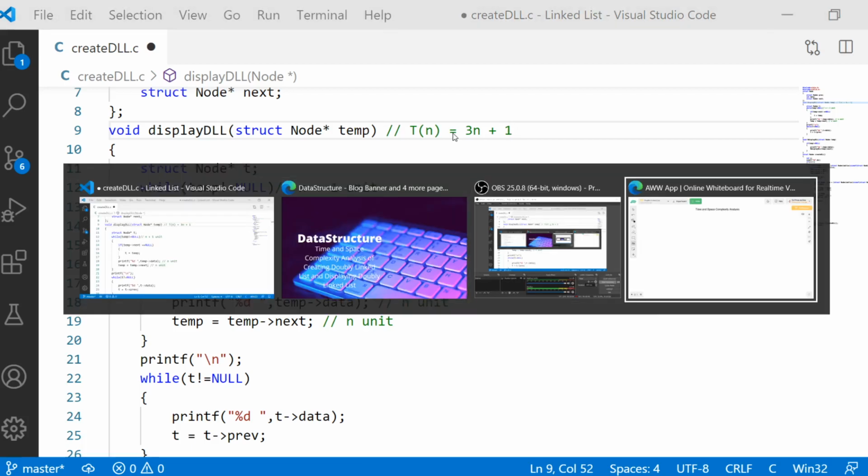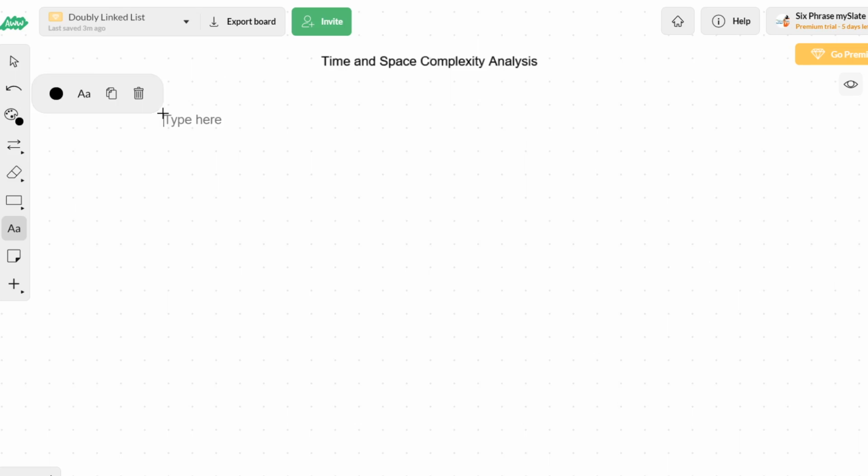So it is order of n. We will note it here. The time complexity of the iterative display of a doubly linked list is, from the equation, clearly a linear time taking solution. So the time is order of n. The time complexity of the display function in a doubly linked list is order of n.